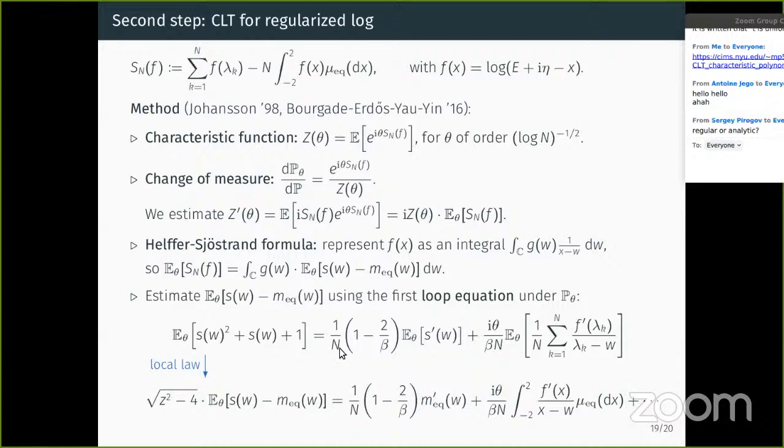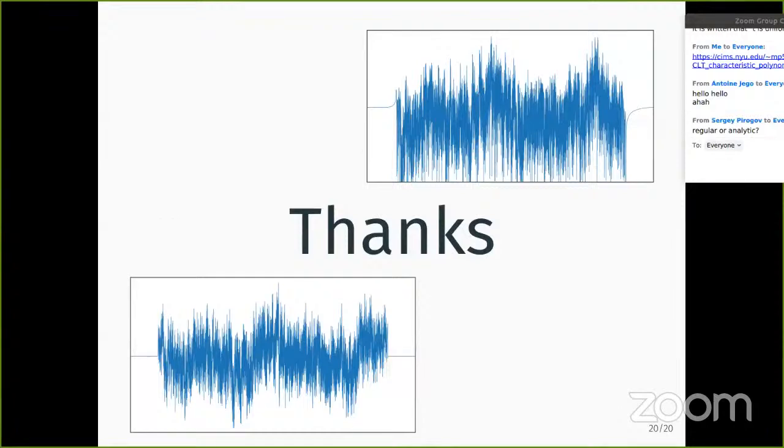The local law allows us to identify the main order in all of these terms, and it gives that this moment, the one we're interested in, can be written in terms of this quantity. So the main term will be this quantity, where we replace S by M equilibrium. And here also we replace this integral by an integral over the equilibrium measure. Then you just plug this inside this formula, and you have to argue that all the remaining terms are negligible. And that's it. It proves the central limit theorem. Okay, so I'll stop here.